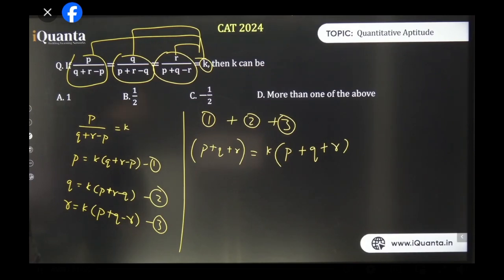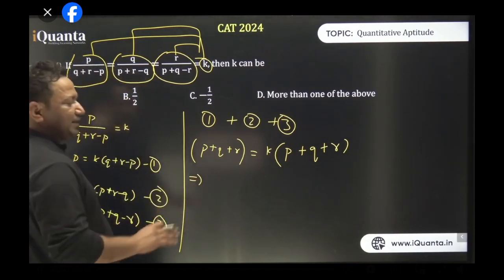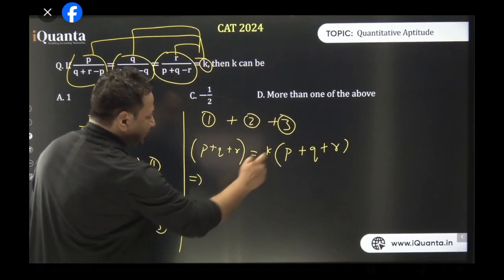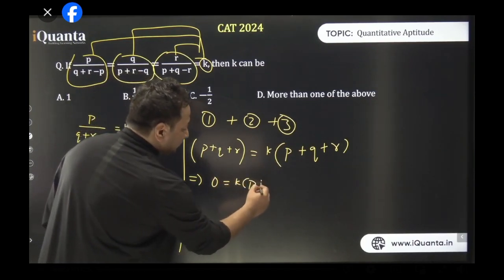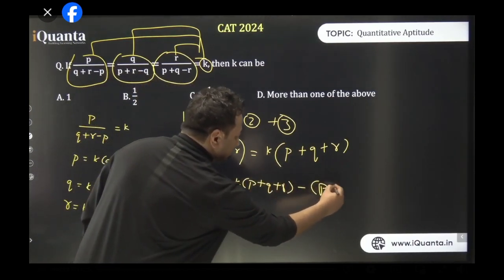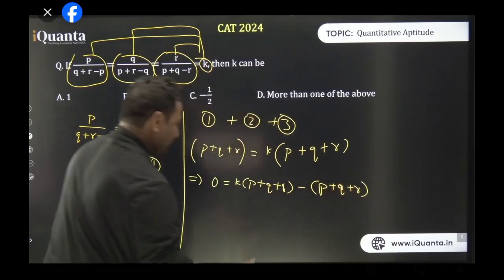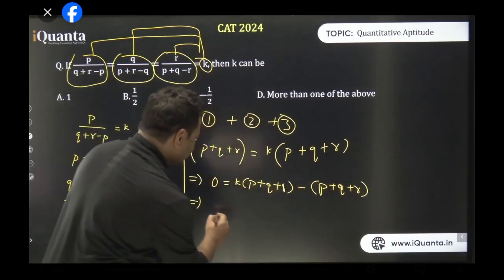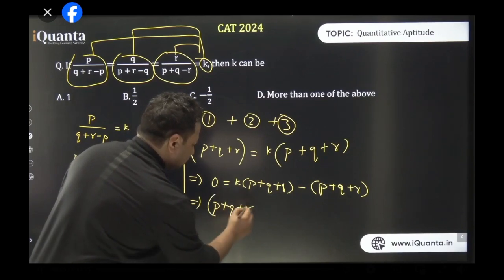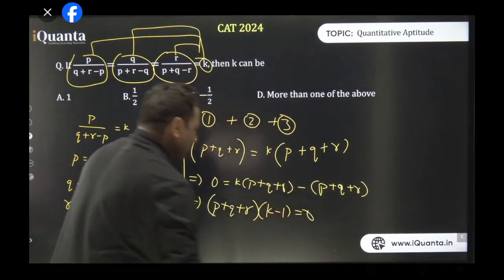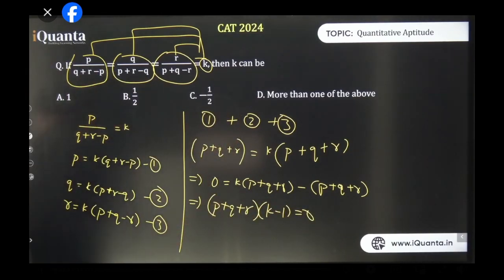But we'll come to that. So what has to be done? Basically, I'll send this over there. If I send it over there, then 0 will be equal to k times p plus q plus r minus p plus q plus r. That is what we have. Taking p plus q plus r common, we'll have k minus 1 in the bracket is equal to 0. Is this step clear to all of you?